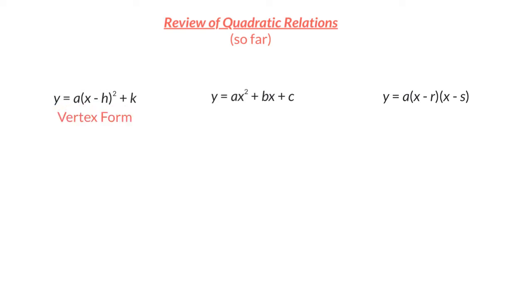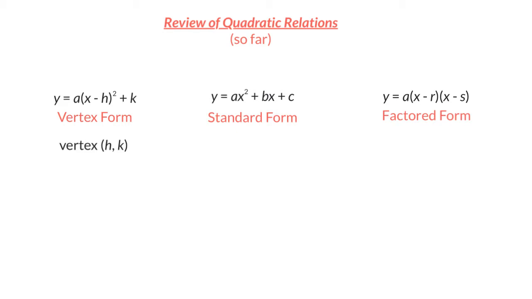Hello everyone. I thought at this point it would be nice to review quadratic relations so far. There are three ways of writing an equation for a quadratic relation: vertex form, standard form, and factored form. The numbers in the equations tell you different points on the graph.